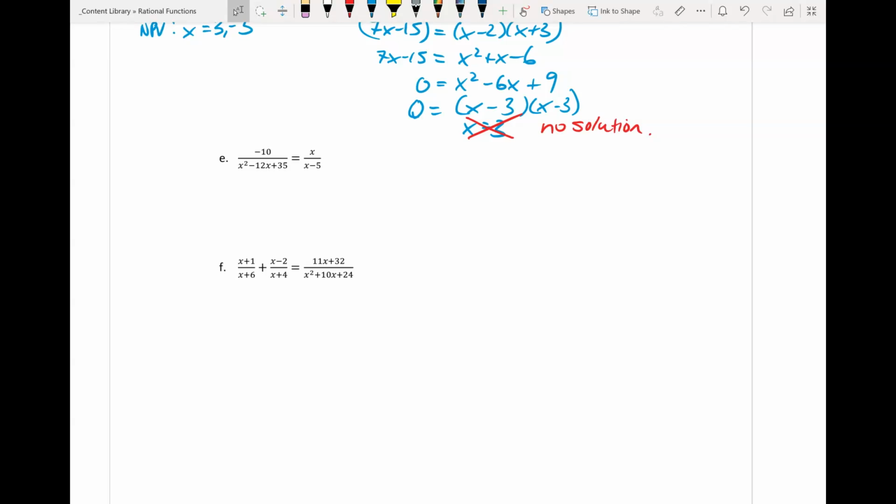Okay, moving on to E. Similar to D, I'm going to factor our denominator here, and most likely it will be the LCD too. So if I factor this, factors of 35 are 7 and 5, and to get a negative 12, we have negative 7 and negative 5. And this works out perfectly for the LCD because this one already has this x minus 5. Okay, and then our NPV is x equals 7 and 5.